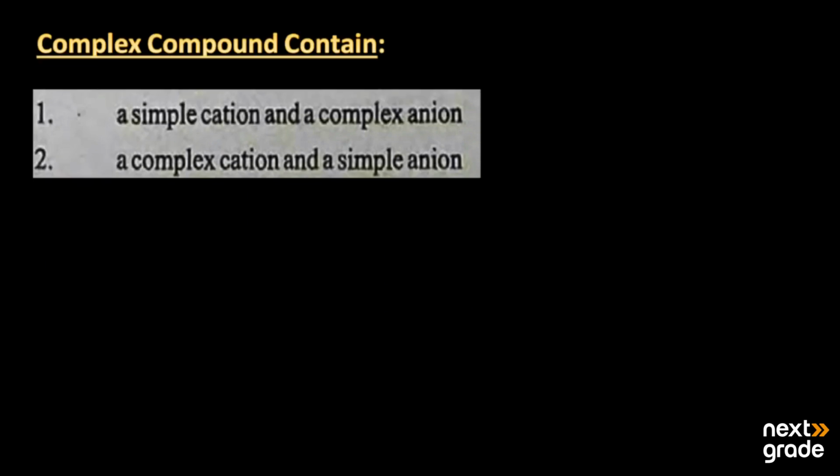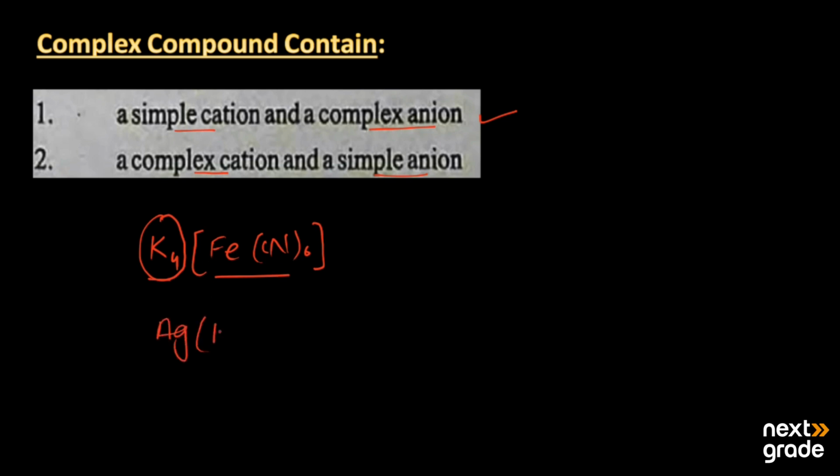Now, complex compounds may contain two different forms: they may have a simple cation and a complex anion, or they may have a complex cation and a simple anion. It just depends upon the type of ions that make up the complexes. Like in our previous example, K4[Fe(CN)6] produces potassium, so it possesses a simple cation and a complex anion. But on the other hand, in the second example, we have silver, ammonia, and chlorine. It produces chloride, which is a simple anion, and a complex cation which carries the positive charge.